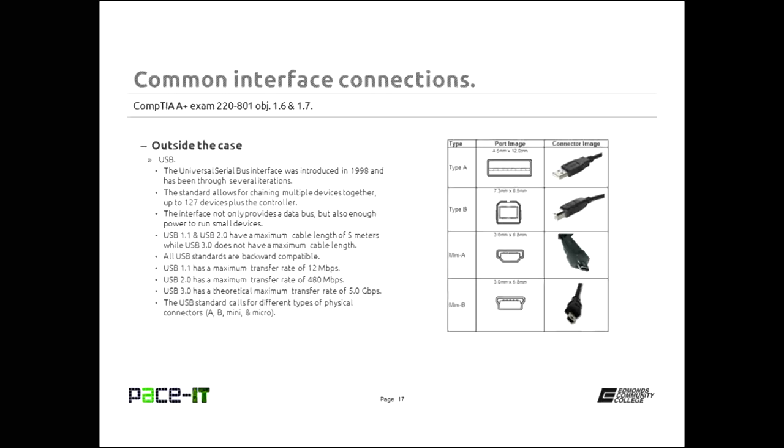Now, USB 1.1 was fairly fast at the time. It could provide transfer rates of up to 12 megabits per second. USB 2.0 could achieve maximum transfer rates of 480 megabits per second.